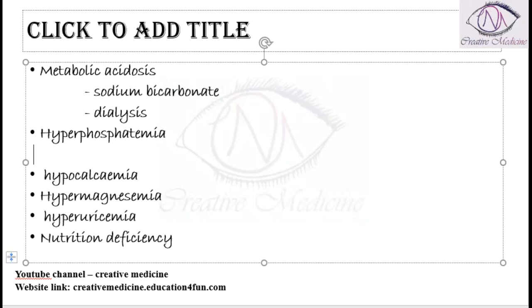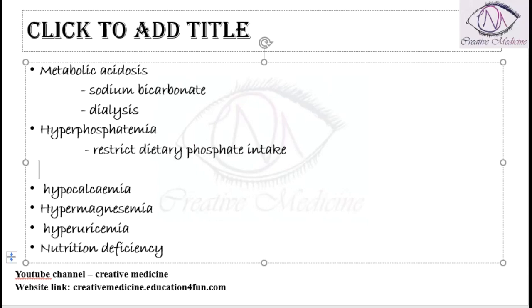Then in hyperphosphatemia, because there is increased phosphate level in the blood, we should restrict the dietary phosphate intake. Number one. Number two, phosphate binding agents can be given, like calcium carbonate, and aluminium hydroxide can also be given to the patient. So we can give calcium carbonate and aluminium hydroxide to the patient for hyperphosphatemia.